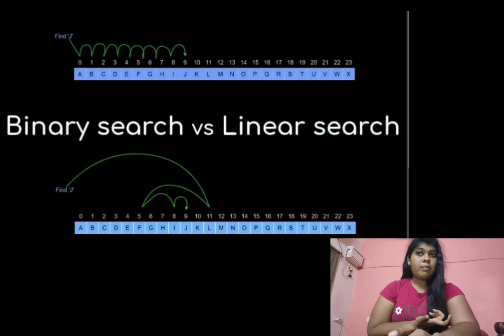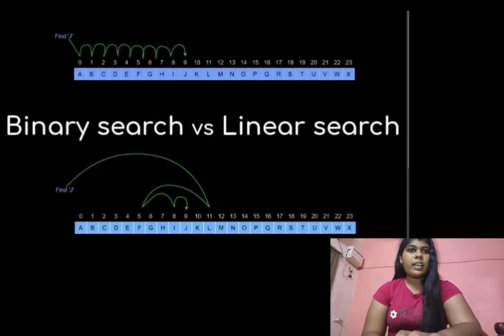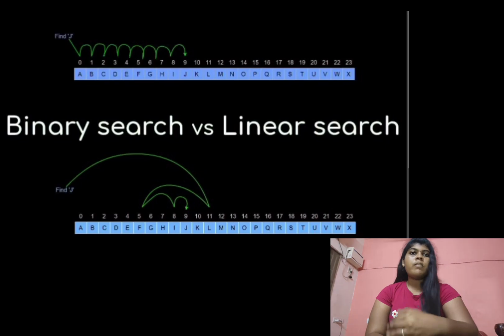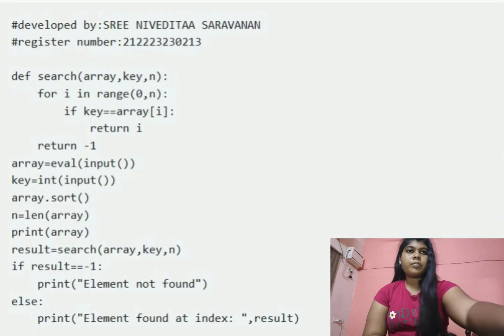If x is greater than mid, it compares x with the middle element of the elements on the right side of the mid. This is done by setting low equals mid plus 1. Else compare x with the middle element of the elements on the left side of the mid. This is done by setting high equals mid minus 1. Then steps 2 to 5 are repeated again and again. This is the algorithm. Now we'll see the programs.